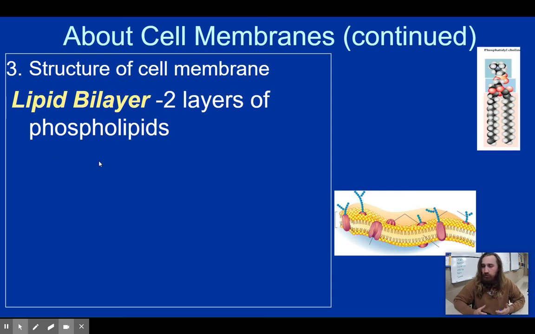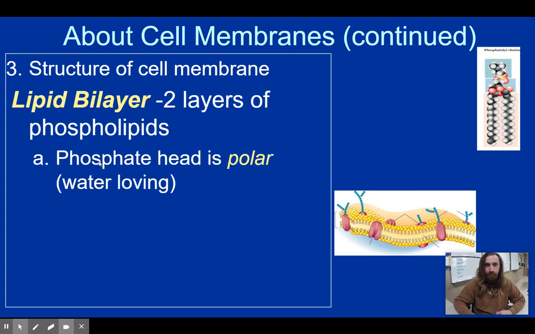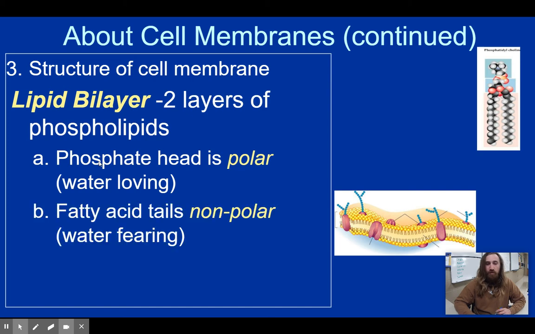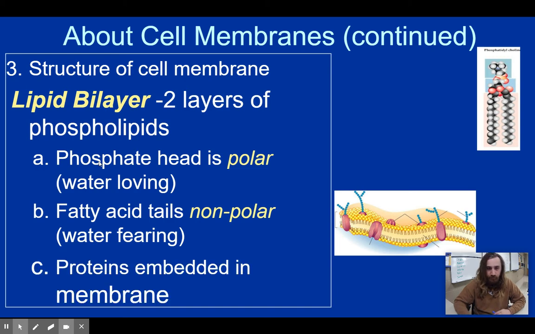Now we're going to draw and show what this looks like, but remember that our cell membrane is made of a lipid bilayer. So it is 2 layers made of phospholipids. Now there's a phosphate head, which is polar, which is water-loving. And there's a fatty acid tail, which is non-polar, which means it's water-fearing. Inside of that, there's also proteins embedded inside the membrane.